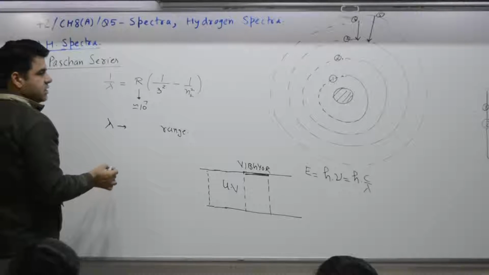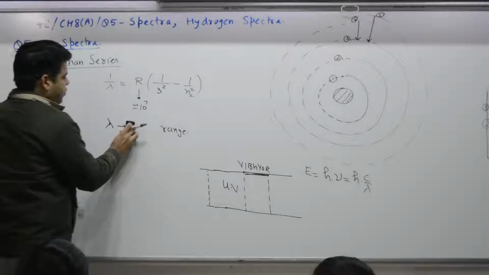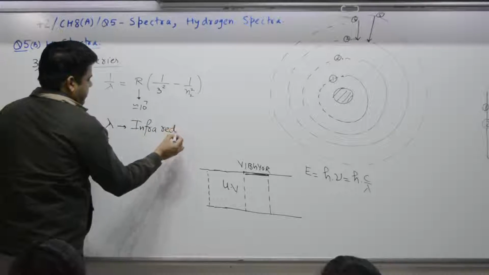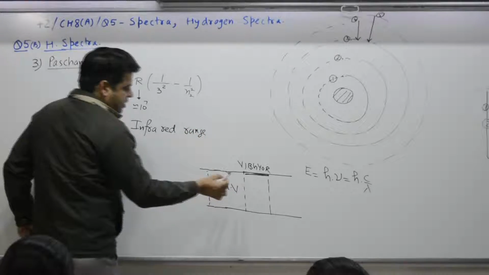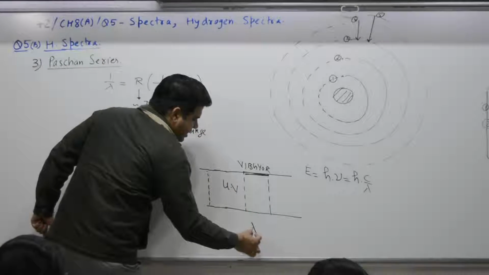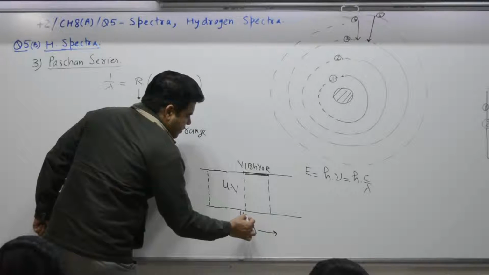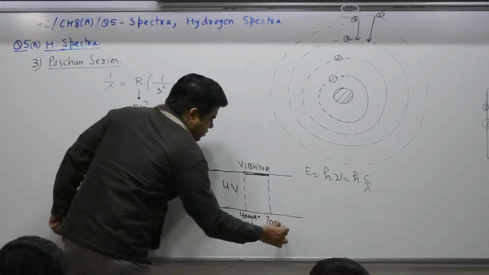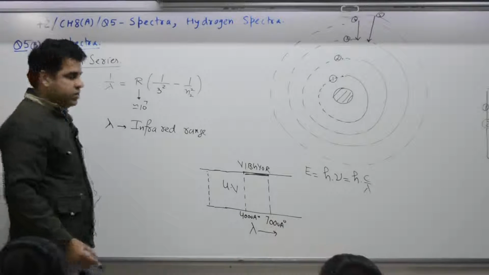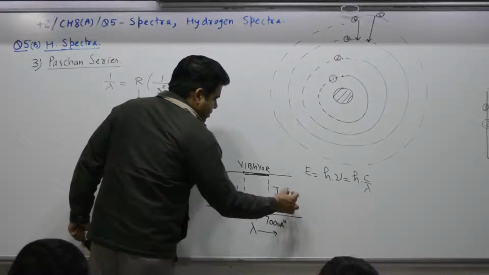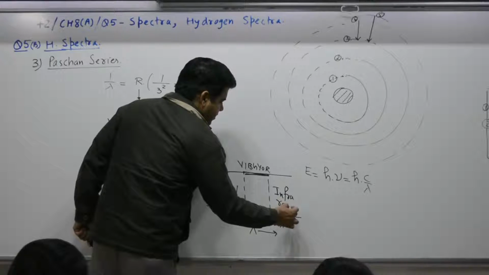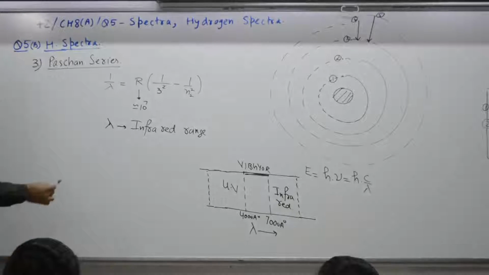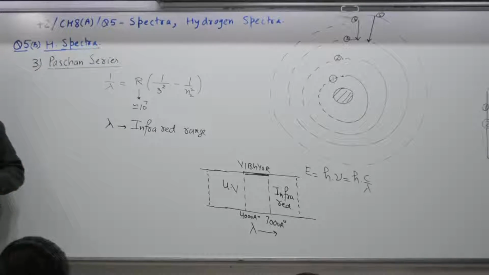Lambda falls in the infrared range. After red, along this line, wavelength increases. VIBGYOR: 4000 angstrom violet, 7000 angstrom red. So this is infrared. You also term this as thermal radiation. So lambda falls in infrared. Time with you is 2 minutes to write.